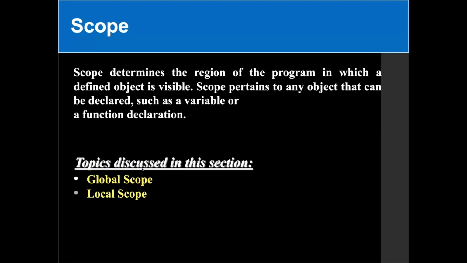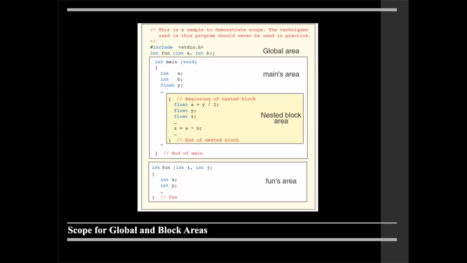So we have two types of scope. One is what we call global, and the other one is what we call local. We'll give examples of each of these to illustrate what they are. This is an example, a code piece that illustrates various different scopes. There's a global scope. There's also local scope that you see inside this main, right?